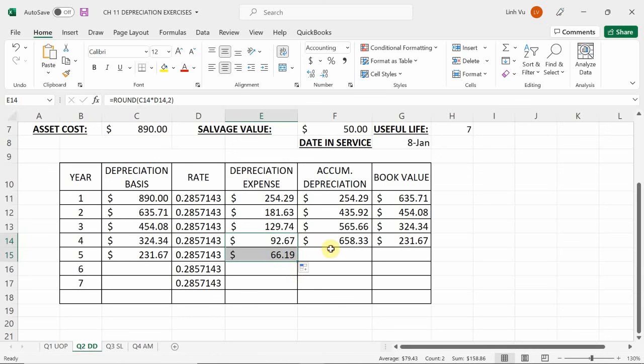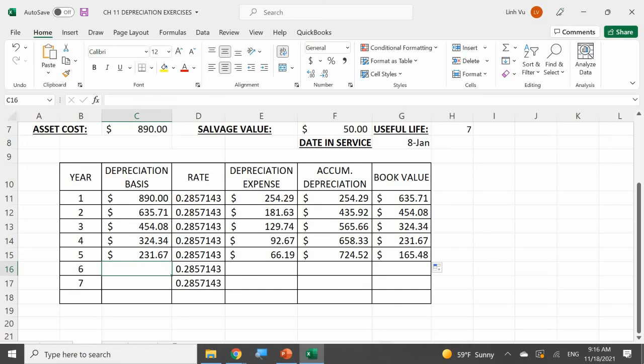66.19. Good. Bringing my total accumulated depreciation to 724.52. Perfect. Okay, and if I subtract 890 from that, I should get 165.48. So 2 more years left, and let's see where we end up.